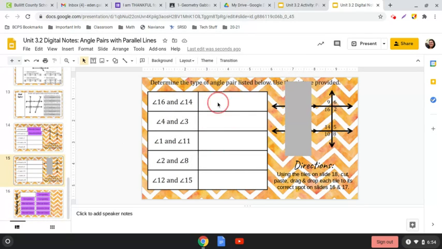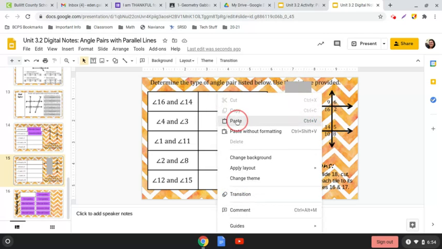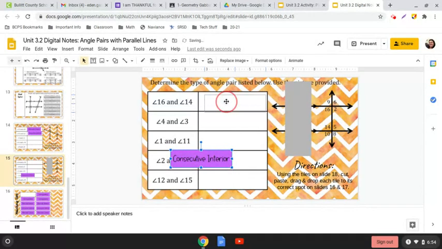Wrong one. And we're going to slide it right there. Perfect. All right, the next one asks for angles 4 and 3.